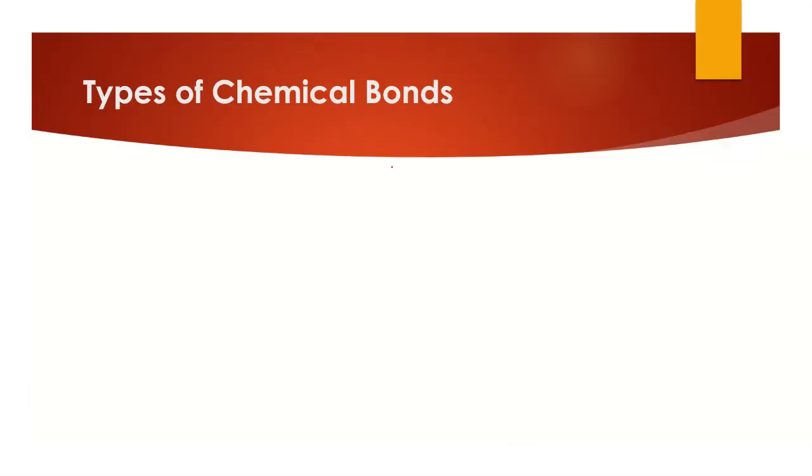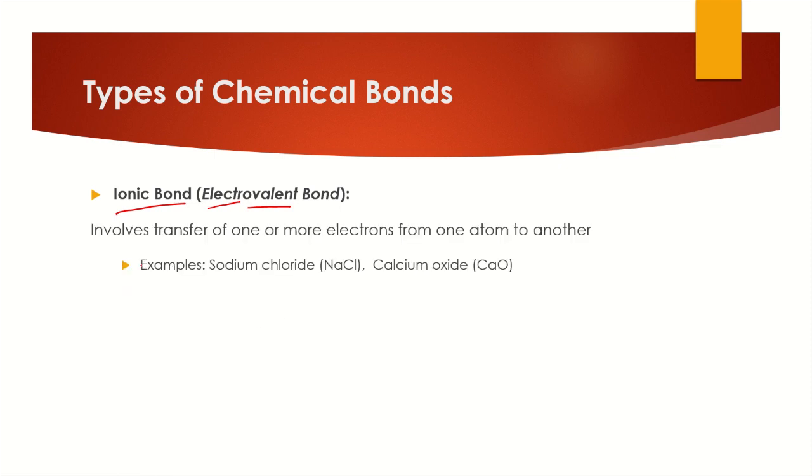Now let us discuss the types of chemical bonds. So the first type of chemical bond is ionic bond, and it is also called electrovalent bond. This ionic bond involves transfer of one or more electrons. If there is transfer of electrons, then that bond is going to be ionic bond. So we have examples of ionic bond such as sodium chloride, calcium oxide.